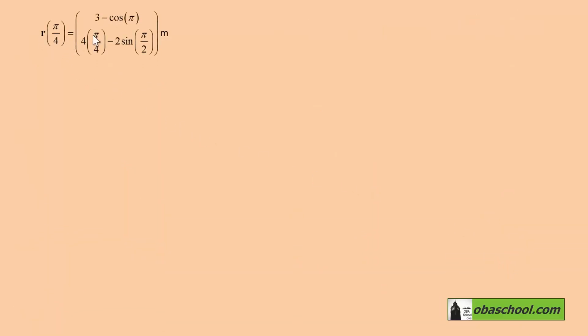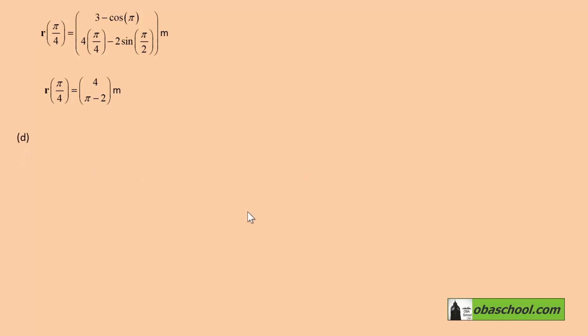So r of pi by 4, we're going to substitute in, gives us (3 take away cos pi, and then 4 times pi by 4 take away 2 sin pi by 2). Cos of pi, of course, is negative 1, sine of pi by 2 is 1. So what we have there, 4 times pi by 4 is, of course, just pi. The 4s cancel. And so we have (4, pi minus 2).